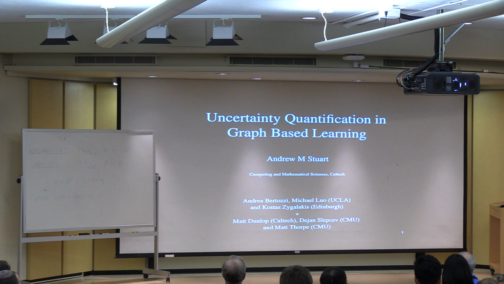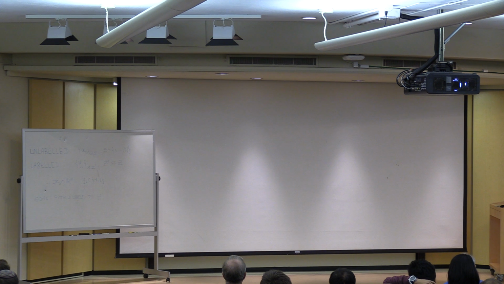And so I'll do two things in this talk at a high level. One is to look at a variety of different algorithms that are used in machine learning and in other areas of inverse problems, and unify them through a single perspective. And actually, the probabilistic way of looking at those algorithms will be very helpful in unifying them. So that's the first goal, to unify a number of different algorithms. The first part of that work is joint with Andrea Bertozzi and Michael Ruo from UCLA and Costa Sigilakis at Edinburgh.